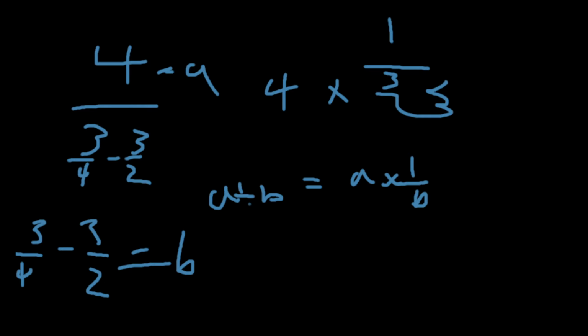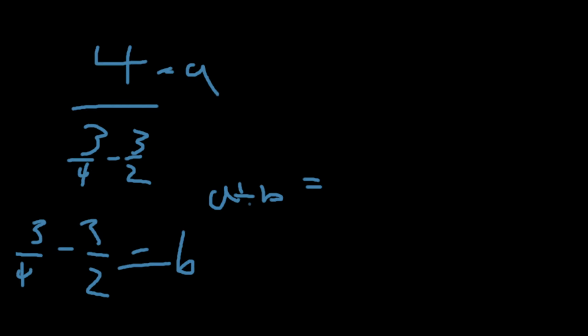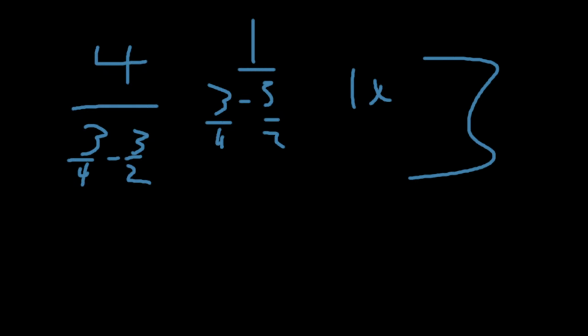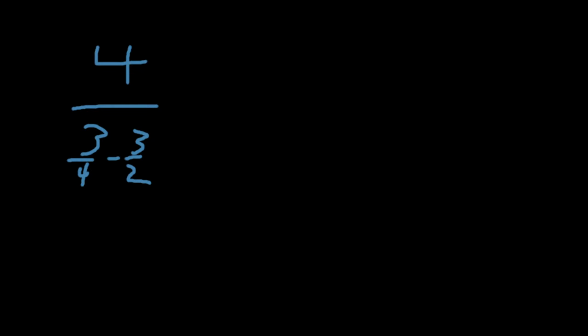And so, we just solve. All we have to do is solve for this right here. And 1 over 3 over 4 minus 3 over 2, well, that's just 1 times, and then so on and so forth. So just solve this fraction first. So it's decent, quick, simple math. So 3 over 4 minus 3 over 2.